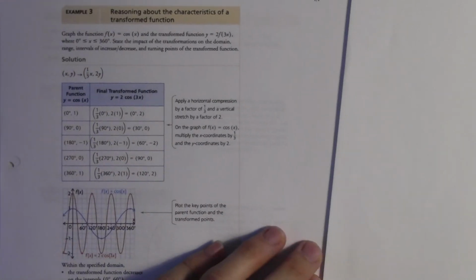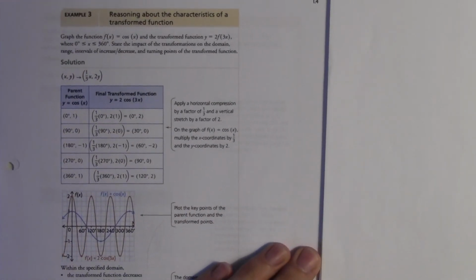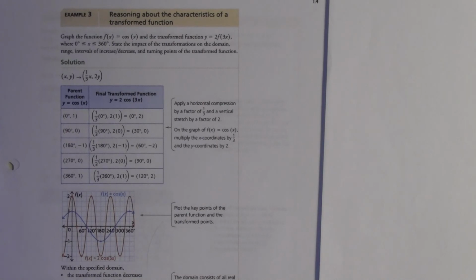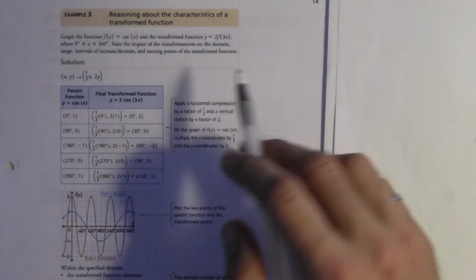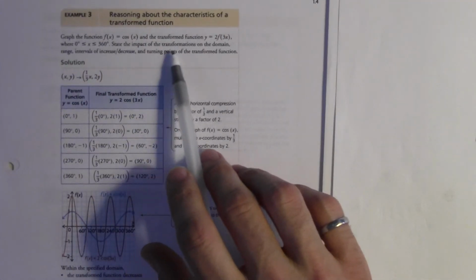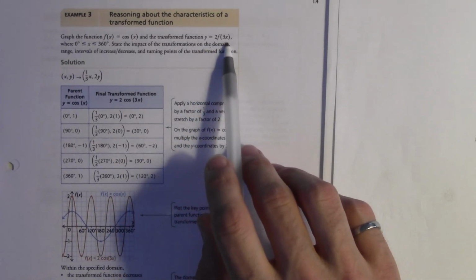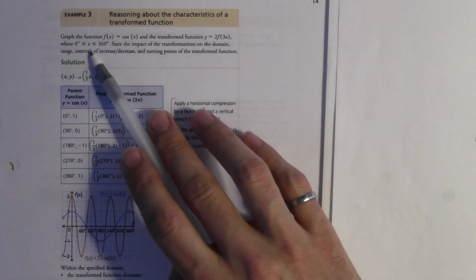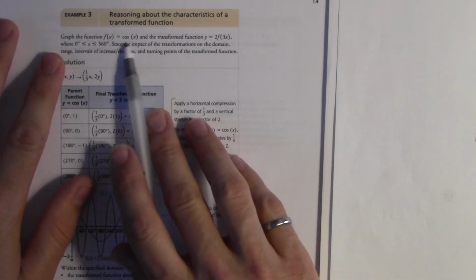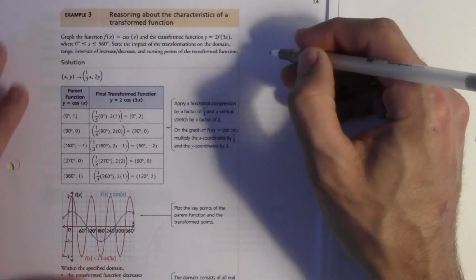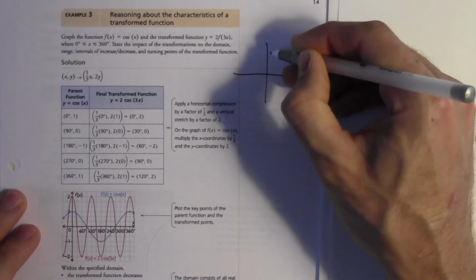Example 3. Graph the function f of x equals cos x and the transformed function y equals 2f of 3x, where x is between 0 and 360. State the impact of the transformations on the domain, range, intervals of increase, decrease, and turning points of the transformed function. All right, so you should all be able to graph this. F of x equals cos x, right? You should have this memorized.